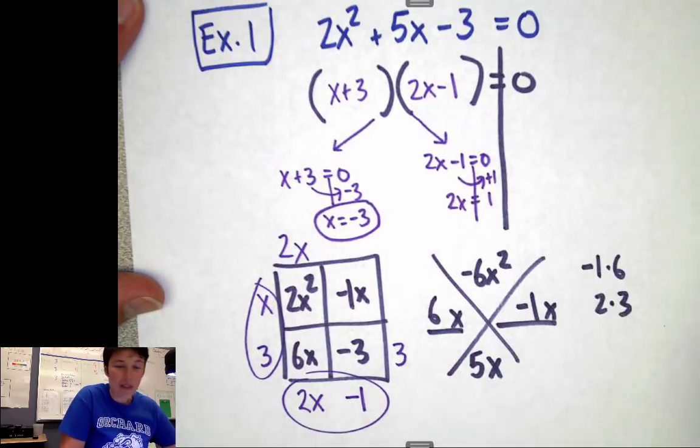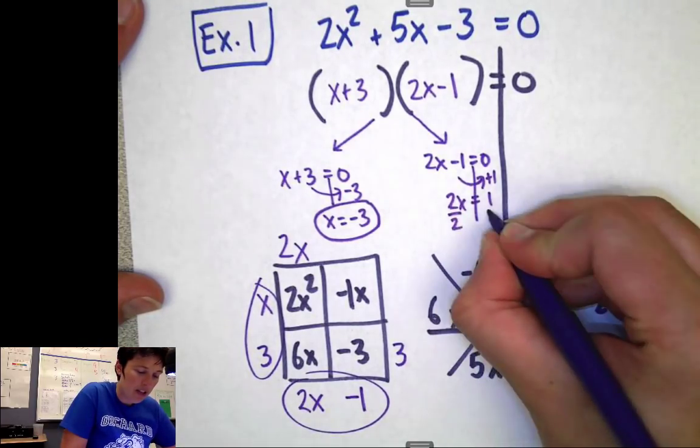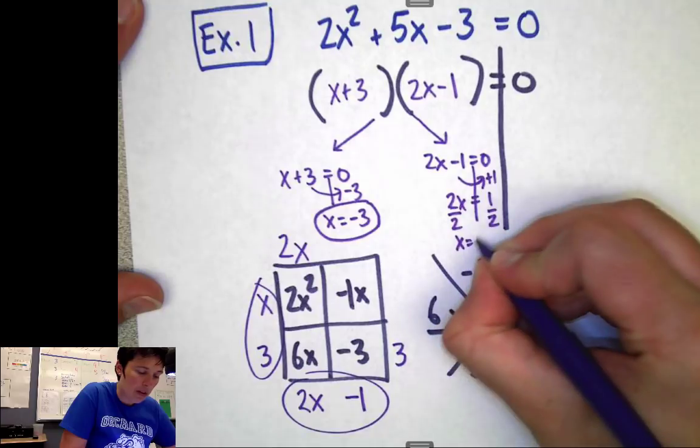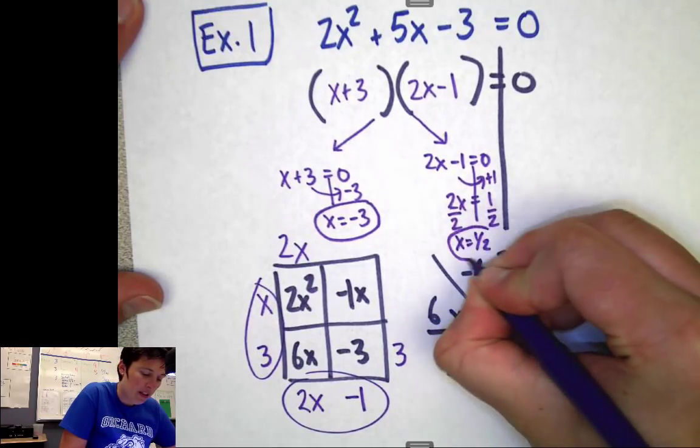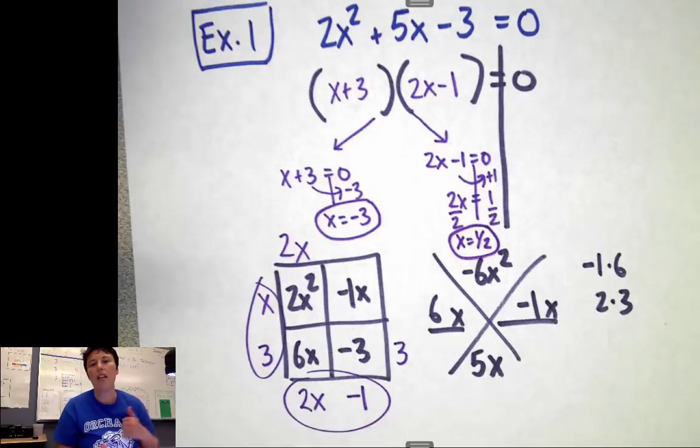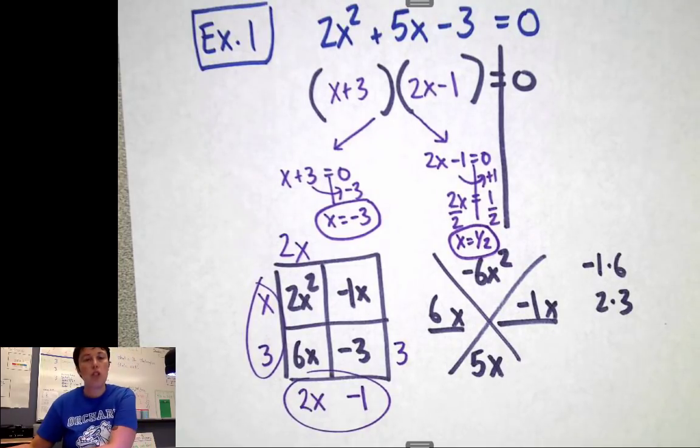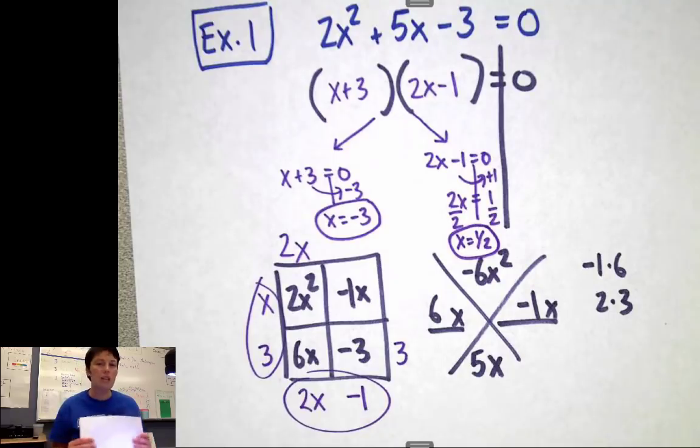And then I'm going to divide by 2 from both sides. And I'm going to get x is equal to 1/2. And there's my second answer. So I have negative 3 and I have positive 1/2. Those are my answers for x. I found my solutions. Now, if I'm not sure, watch what I can do to take this up a notch.